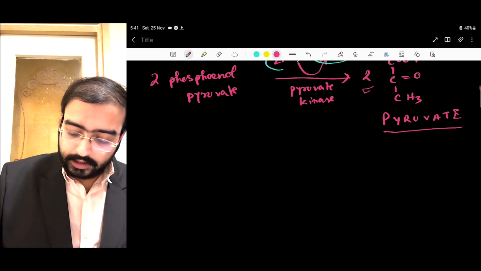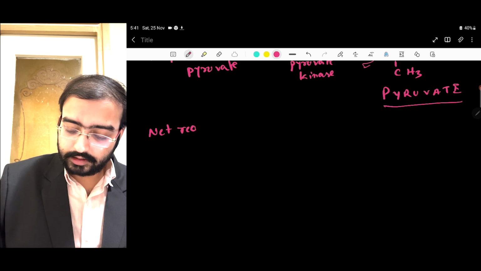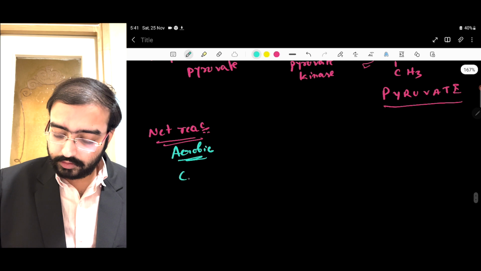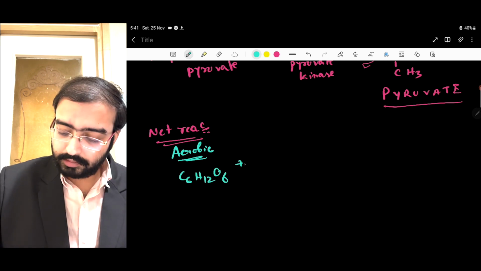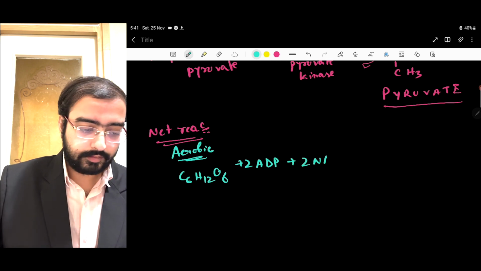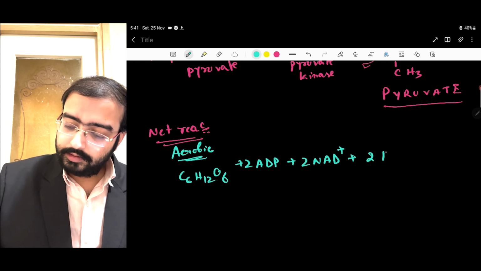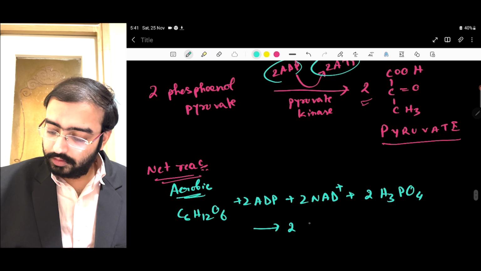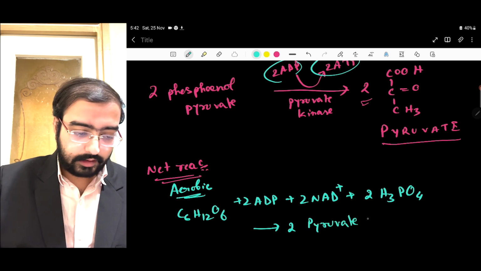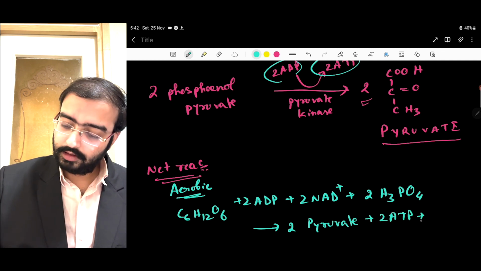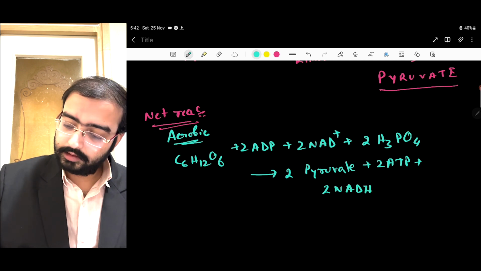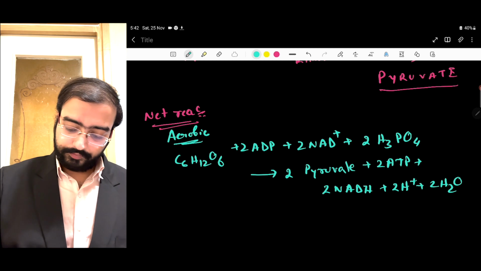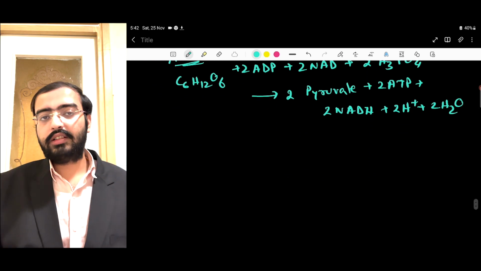So now, what will be the net reaction? The net reaction of the aerobic process: we have C6H12O6, that is glucose, plus 2 ADP, plus 2 NAD plus, plus 2 H3PO4, we get 2 pyruvate plus 2 ATP plus 2 ATP plus 2 NADH plus 2 H plus plus 2 H2O. This is the net reaction of the aerobic process of glycolysis.